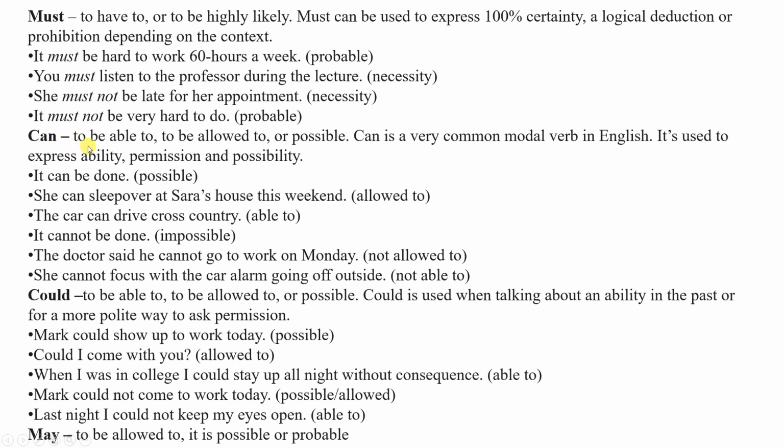Can is used, function of can is to be able to, be allowed to or possible. Can is a very common modal verb in English, we are using it daily. It's used to express ability, permission and possibility. For example, it can be done, possibility. She can sleep over at Sarah's house this weekend, that means she is allowed. The car can drive cross country, that means car has that ability.